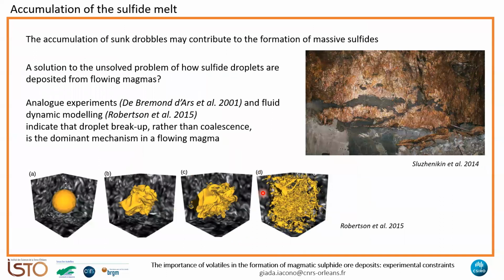So we also propose that the accumulation of sunk drawballs may contribute to the formation of massive sulfides. Once again, an example from Norilsk. And this could represent a solution to the unsolved problem of why sulfide droplets are deposited in a flowing magma, because we know from analog experiments and fluid dynamic modeling that the droplets during the flowing of the magma break up and do not coalesce, as we can see here in this simulation by Robertson et al.